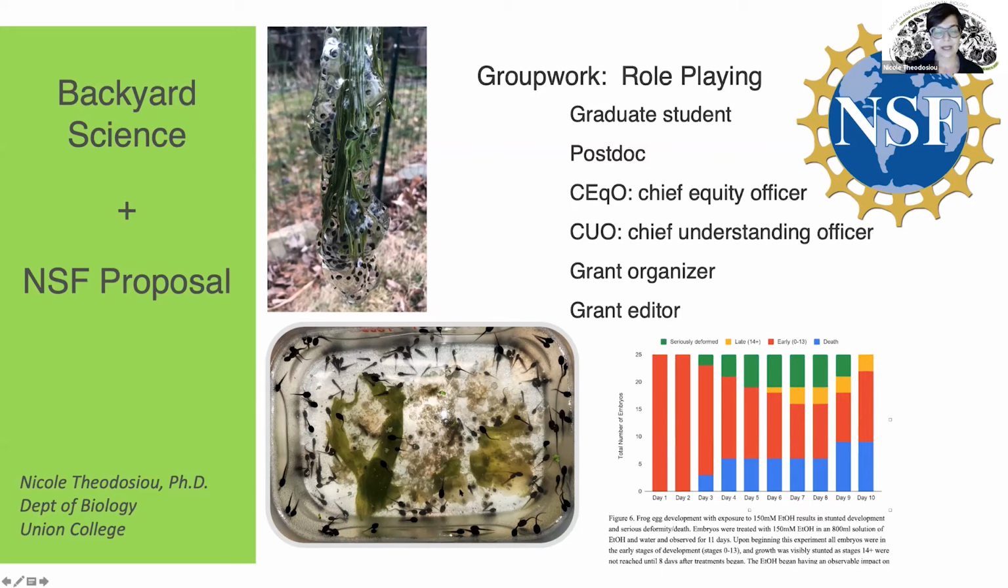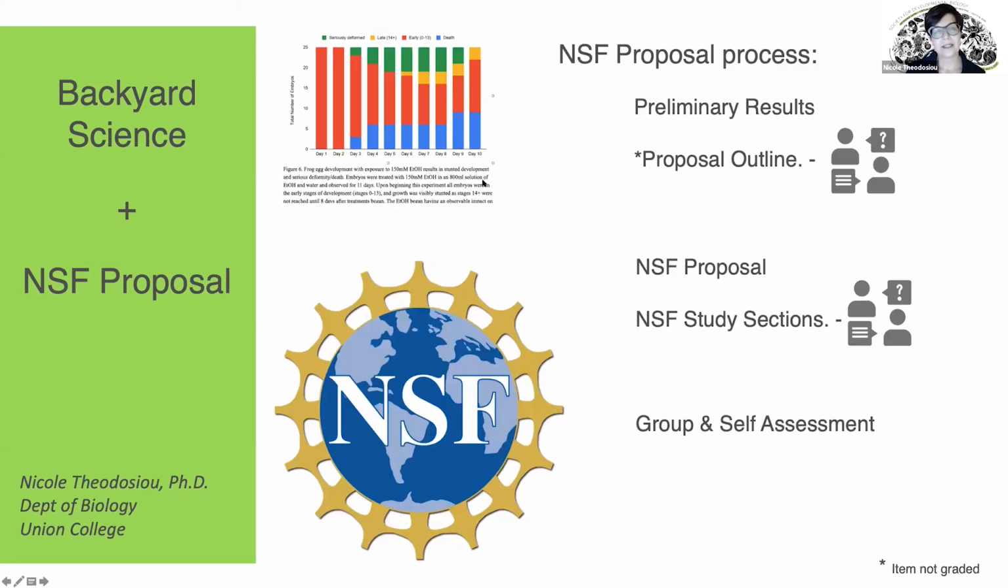So the students did the experiments, they analyzed the data, and then they used the data from the backyard science experiment to write an NSF proposal. And part of that proposal process was multiple steps. They had their preliminary results, they did a proposal outline, and they exchanged it with other groups to get peer feedback. They then wrote and submitted a proposal, and we ran study sections. I gave them an NSF scoring matrix.